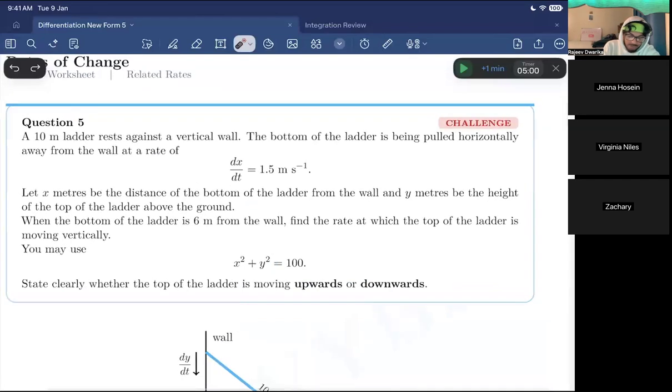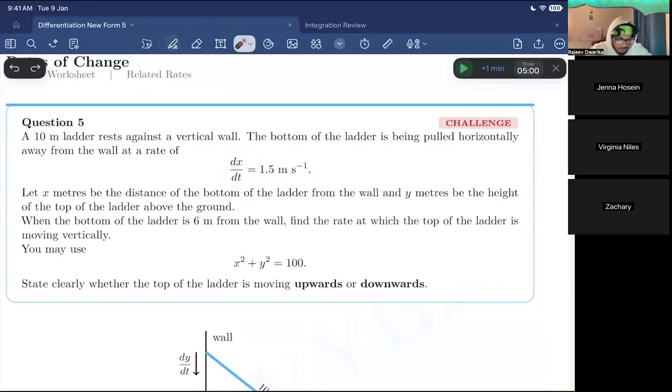So Zachary, do you understand that the ladder will always be 10 meters? That's not changing, right? The ladder will always be 10 meters. Yes, sir. And as it falls, the height is going to change and the distance from the wall is going to change. So this is telling us that the horizontal distance changes at a rate of 1.5 meters per second.